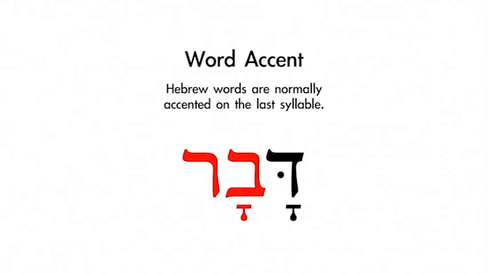Let's consider the topic of word accent in Hebrew. Look at your screens with me. Hebrew words are normally accented on the last syllable. So in our example here, davar, the syllable that appears in red is the accented syllable. So you need to understand that in Hebrew, a word is normally accented on the last syllable. And so in this grammar, we won't be marking words when they're accented on the final syllable. We're just going to assume that you understand, unless it's marked otherwise, the word is going to have its accent on the final syllable.